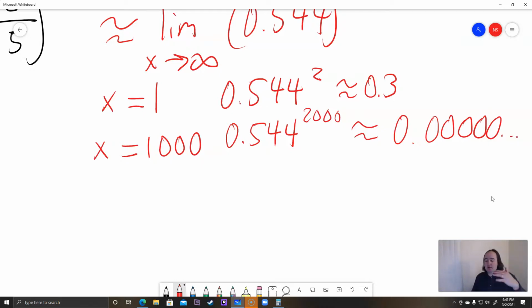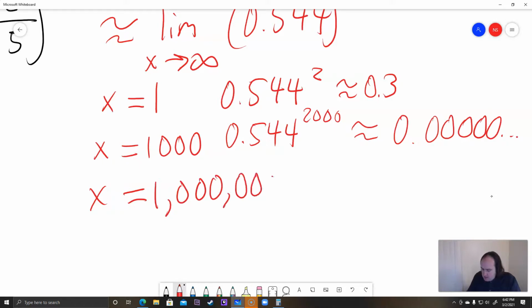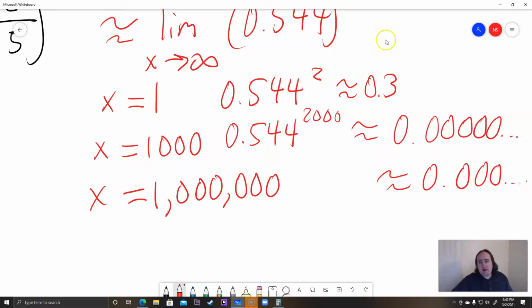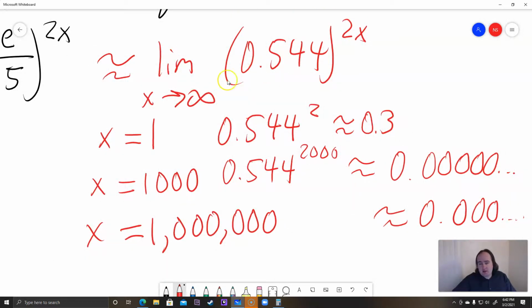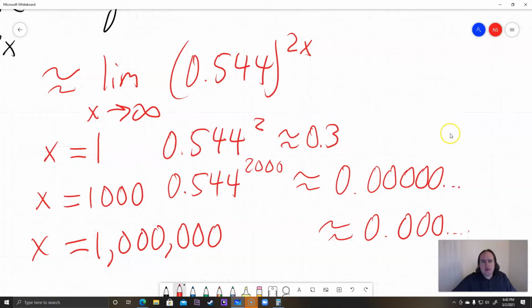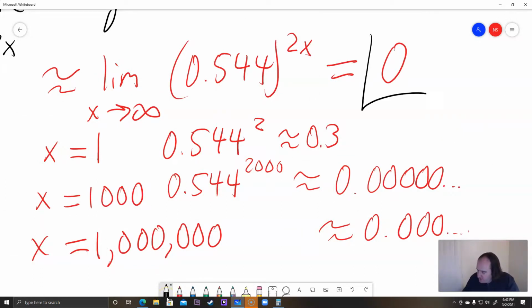But as we can see, as we plug in larger and larger numbers, for example, if I plug in x equals 1,000,000, I'm going to also get 0. So as we can see here, just by plugging into our calculator, we can figure out that this limit as x goes to infinity of this is actually just going to be 0. And that's called finding a limit numerically, which is a nice thing to fall back on if nothing else works.